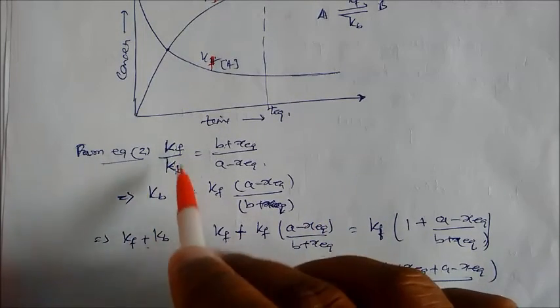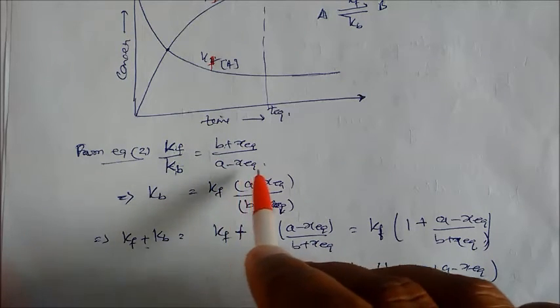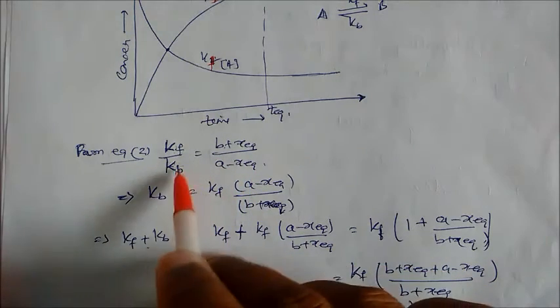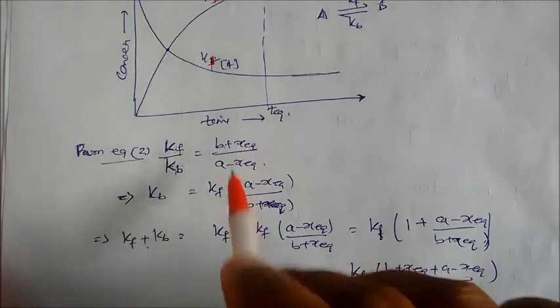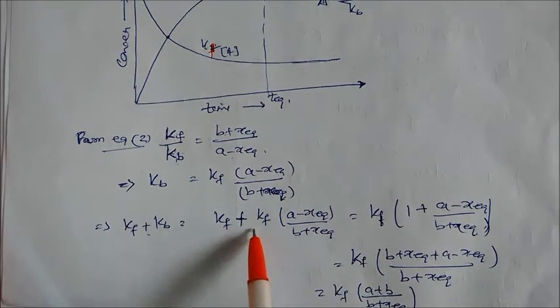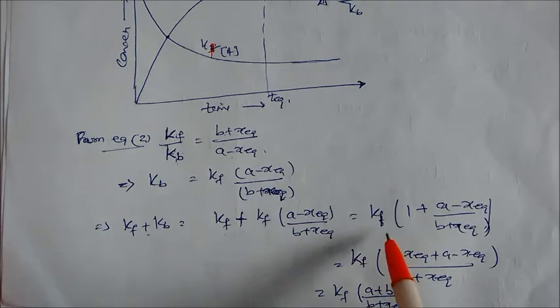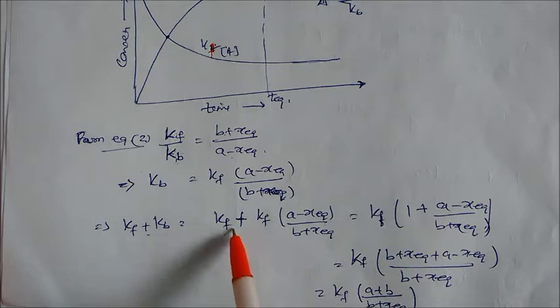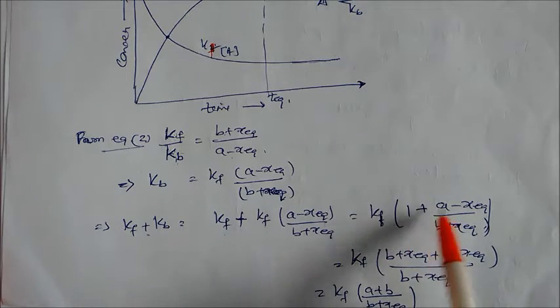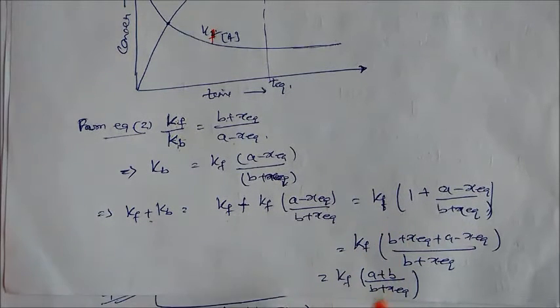this is equation 2: Kf by Kb equals (b plus x equilibrium) divided by (a minus x equilibrium). So Kb is equal to how much? This multiplied by this divided by this one, and Kf plus Kb will be equal to Kf into this, and Kf will be equal to how much? If you take Kf common, this becomes 1 plus the whole value, and on solving you will get Kf is equal to (a plus b) divided by (b plus x equilibrium).